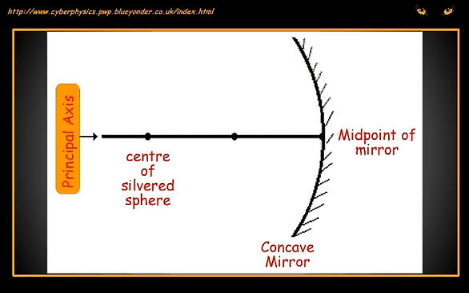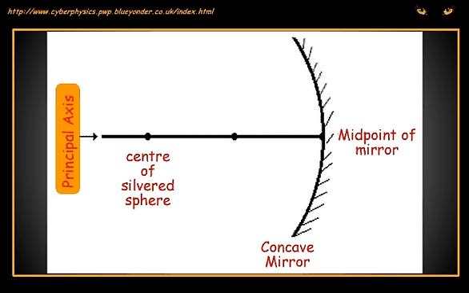The point in the center of the sphere from which the mirror was sliced is known as the center of curvature, and it is denoted by the letter C. Sometimes a figure of 2F is used at this point instead. The point on the mirror's surface where the principal axis meets the mirror is known as the vertex, V. The vertex is a geometric center of the mirror.